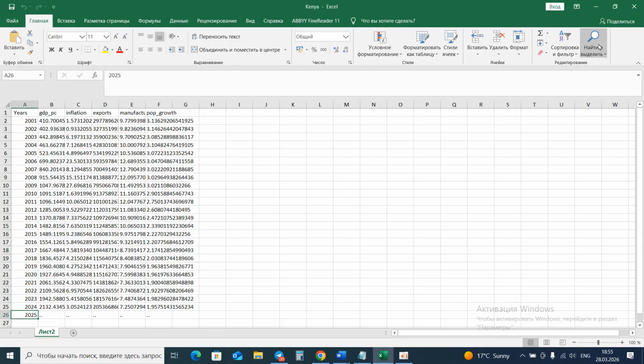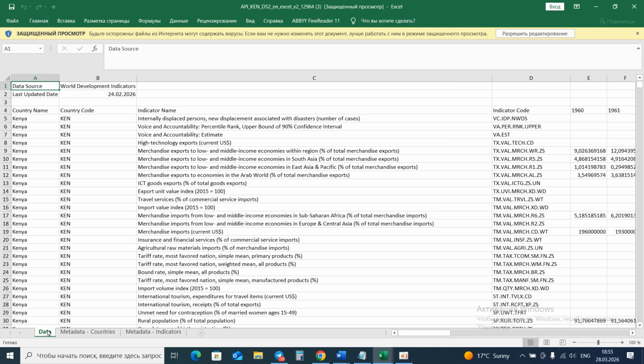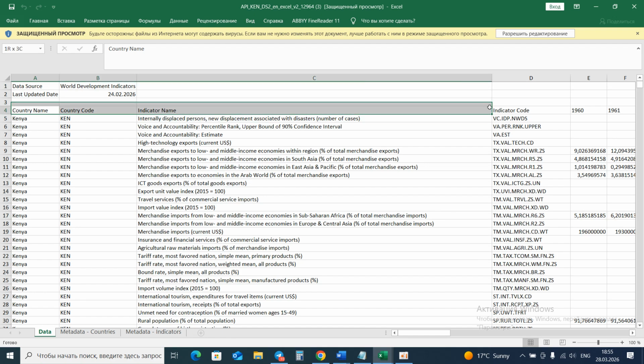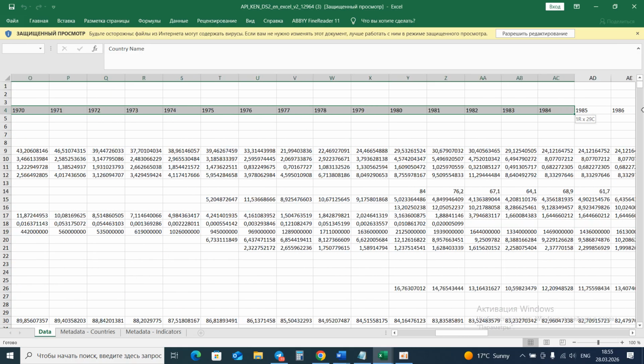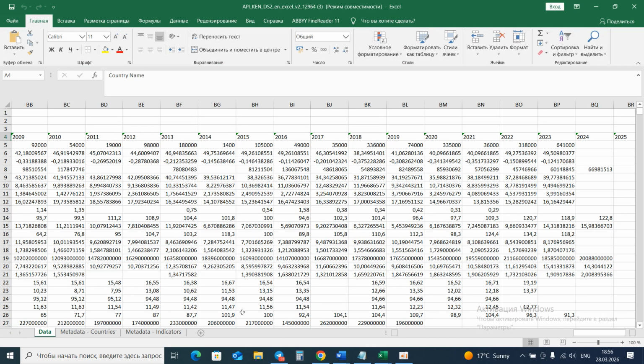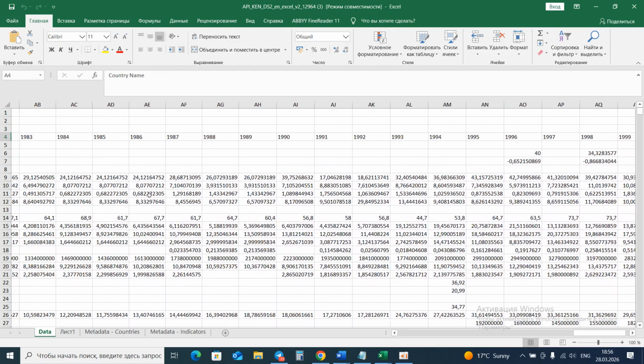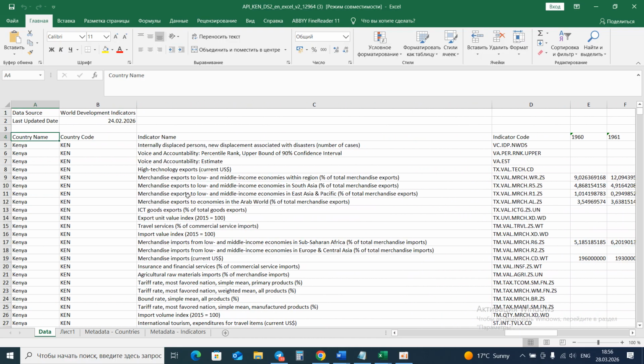Here, we open it, and we have three types of data. Data, metadata for countries, and metadata indicators. We need only data. So we choose the first row. First, we have to allow changing. Open a new spreadsheet. As you can see, all the data that we need is transferred to Excel.